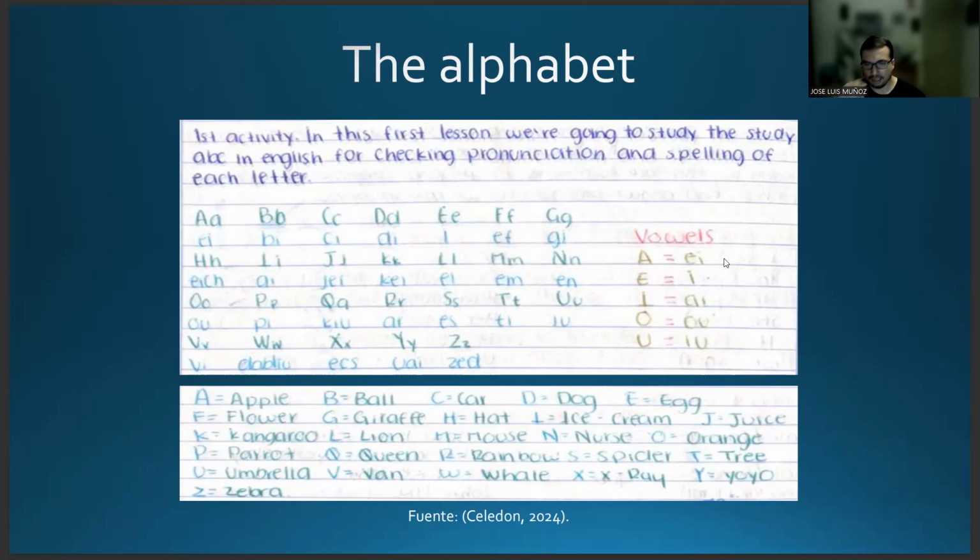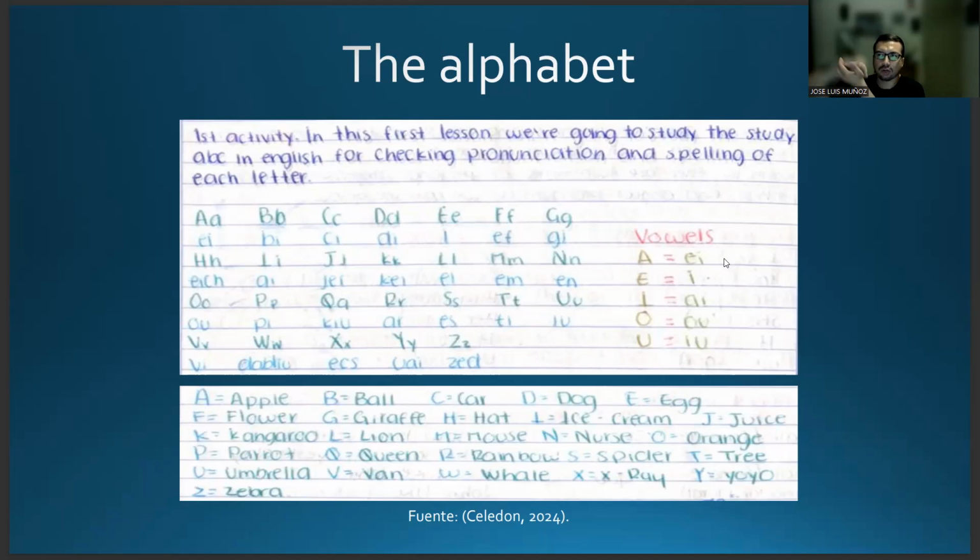On the left, downside, we have the consonants and the vowels with some words. For example, with the letter A, we have apple. Then we have the letter B, ball. Letter C, car, a car. Then we have duck.